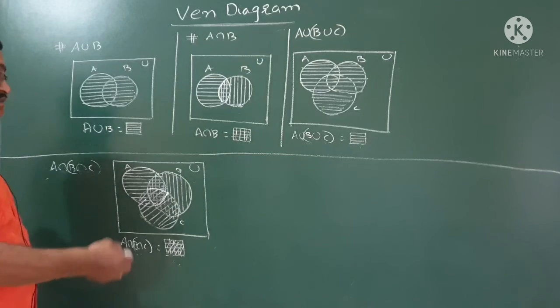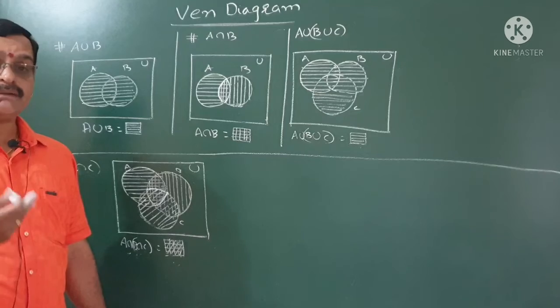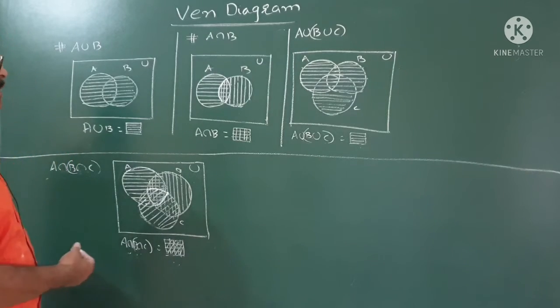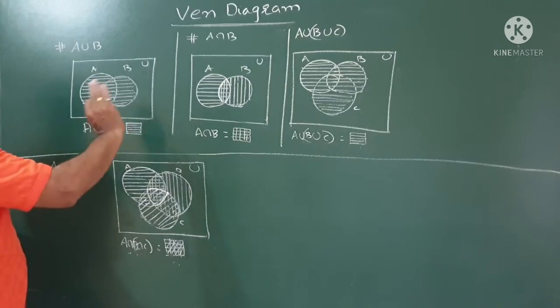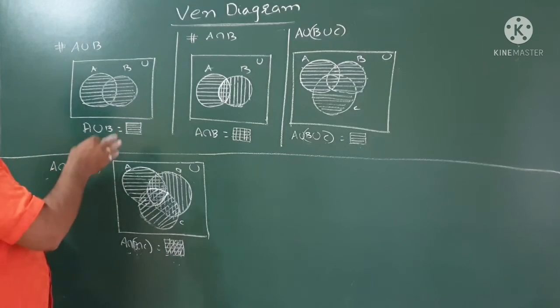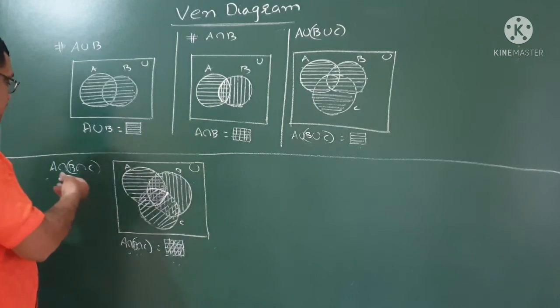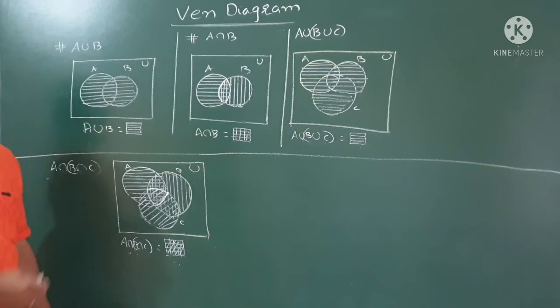Next, I can show you A complement also. Now, please, these are the four fundamental diagrams to represent A union B, A intersection B, A union B union C, and A intersection B intersection C. Please copy this.